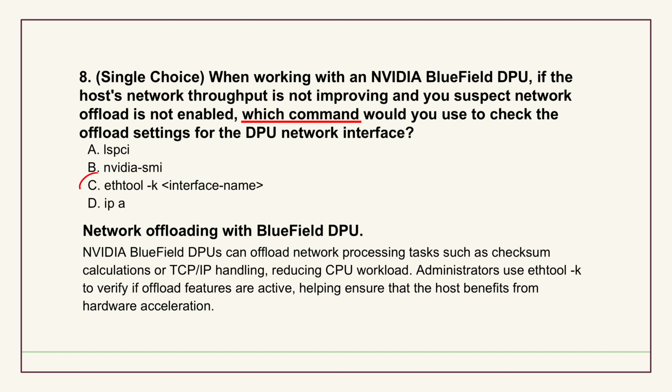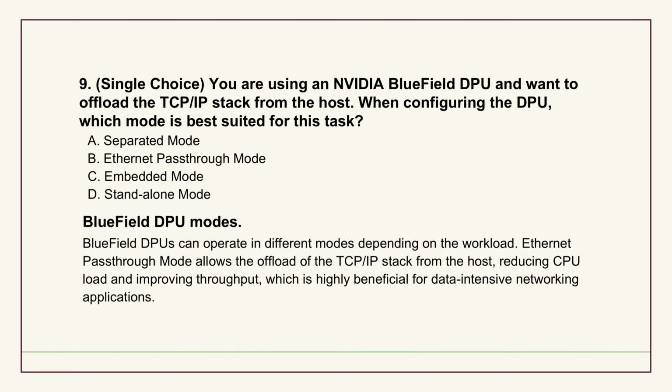Got it. ethtool -k. That's a really specific and powerful command to know. Like you said, knowing the right tool for the job is half the battle sometimes. Okay, and specifically when you want to offload the entire TCP/IP stack from the host CPU onto the DPU, which Bluefield DPU mode is the best fit for that? It's about picking the right operational mode to really unlock the DPU's power. The question states, you are using an NVIDIA Bluefield DPU and want to offload the TCP/IP stack from the host. When configuring the DPU, which mode is best suited for this task?